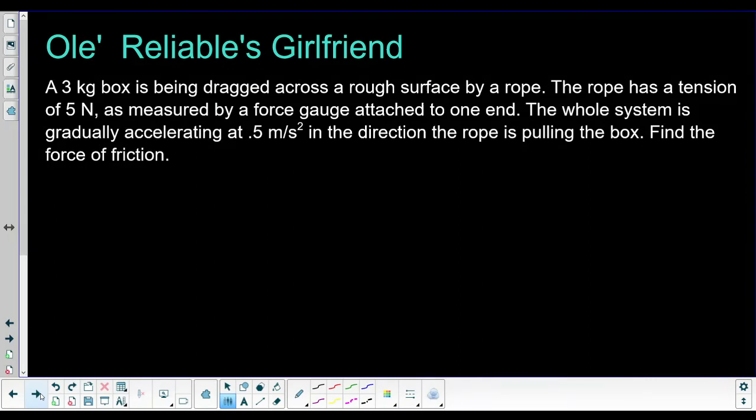So, Old Reliable's girlfriend, as I like to call this problem. We have a 3 kilogram box being dragged across a rough surface, so that's kind of implying friction to me, by a rope. The rope has a tension of 5 newtons, and they're going to measure that with a force gauge attached to one end. The whole system is gradually accelerating at half a meter per second squared in the direction the rope is pulling on the box. Find the force of friction.